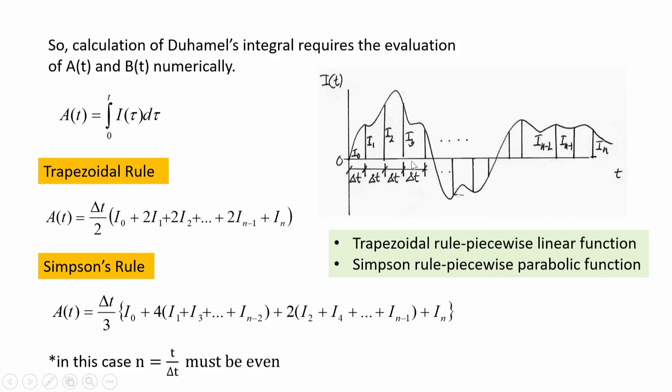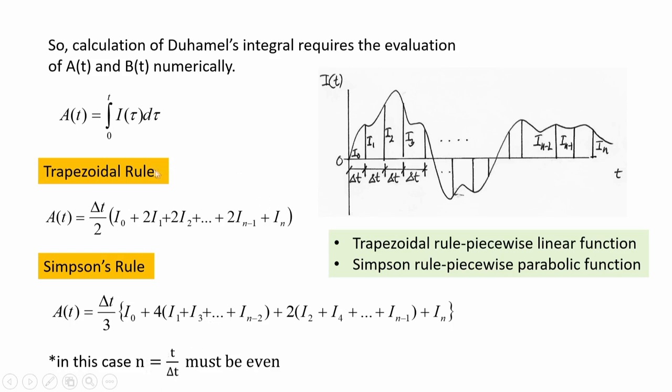Okay. So in that case, what we'll do, we'll discretize this area into different segments. So let us see, at interval delta t, we have found the ordinates of this curve as I0, I1, I2, I3, etc., up to In. So there are n number of divisions, and this n is t by delta t.